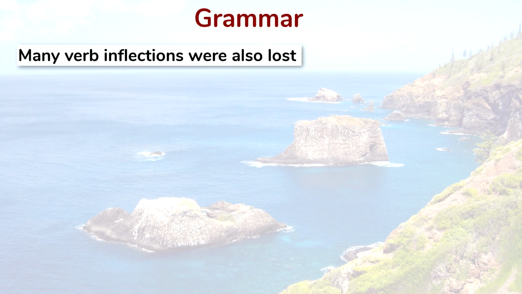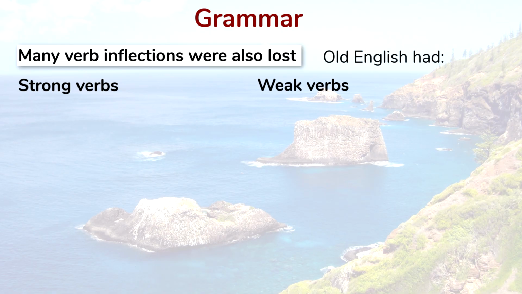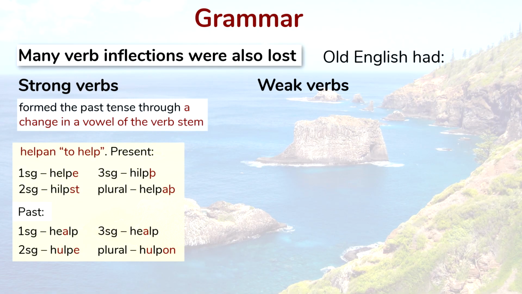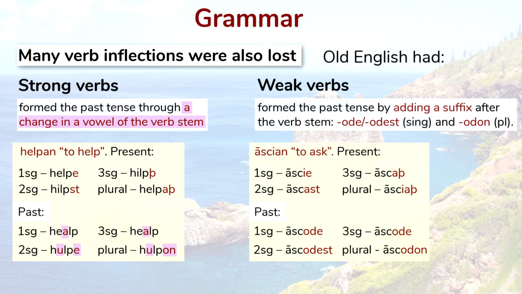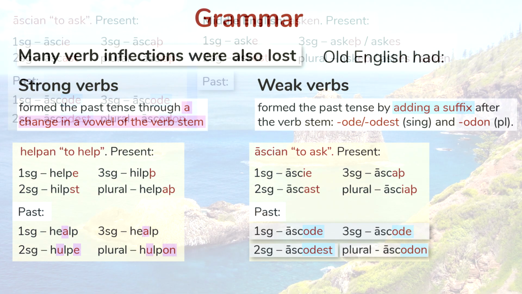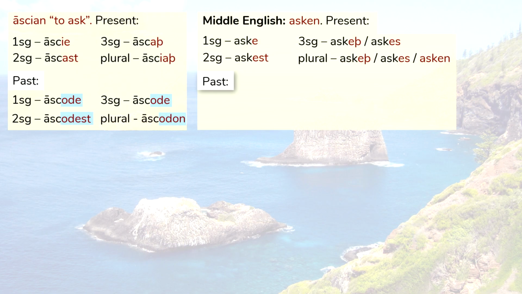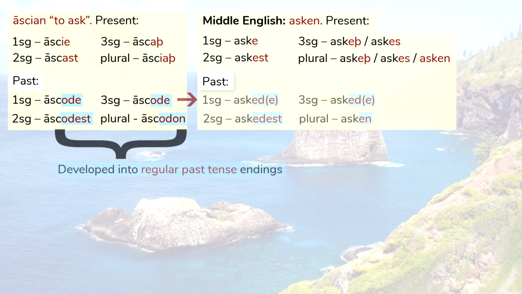Another change. Many verb inflections were also lost. Old English verbs mainly fit into 2 groups, strong verbs and weak verbs. Strong verbs formed the past tense through a change in a vowel in the verb stem, and weak verbs formed the past tense by adding a suffix after the verb stem, ode and odest in the singular and odon in the plural. In Middle English, the past tense endings in weak class 2 verbs developed into regular past tense endings, which today are just ed.